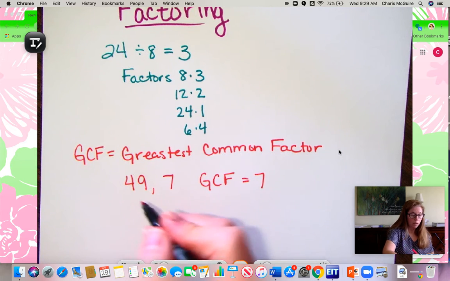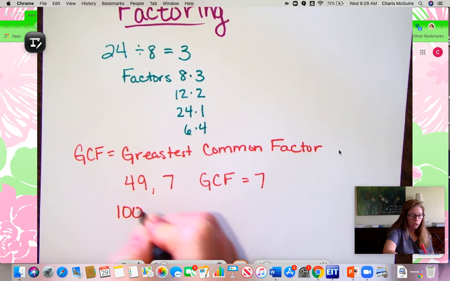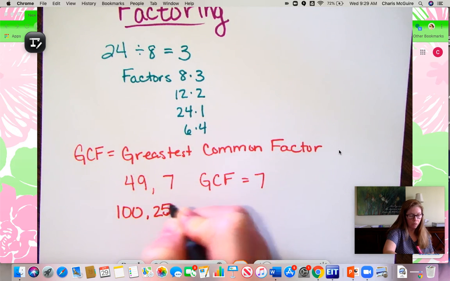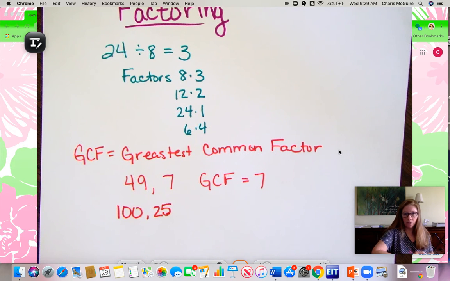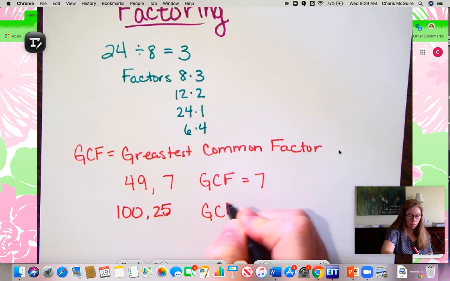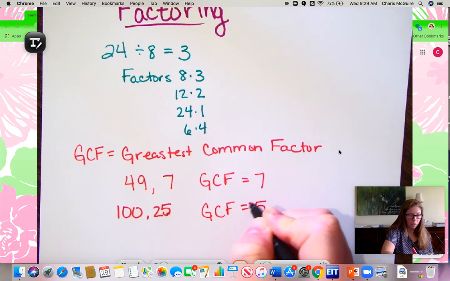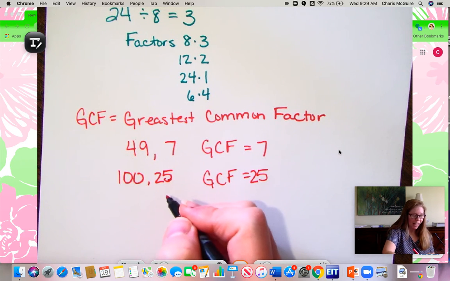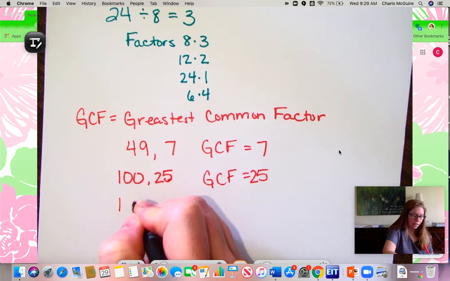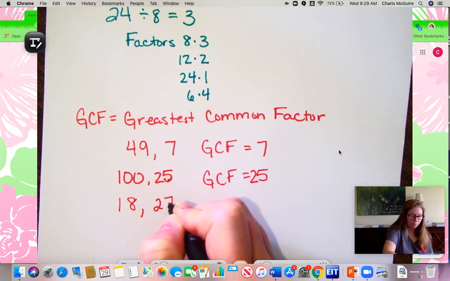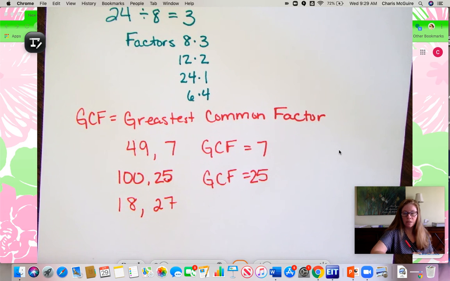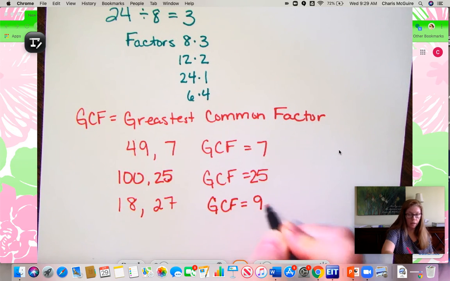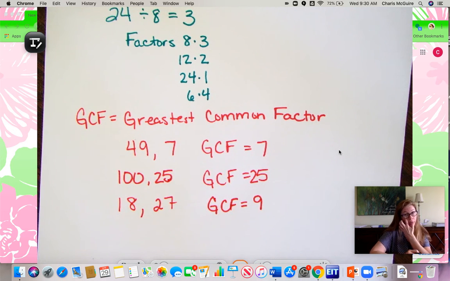Or maybe we were given 100 and how about, I'm going to do a 25. Right? What's the biggest number that goes into both of those? Hopefully you're telling me 25, right? I'll give you another one. How about if I give you a 18 and 27? What's the GCF of 18 and 27? Hopefully you're saying 9, right? 9 is the largest number that divides into both of those.